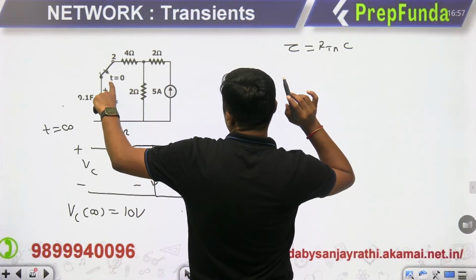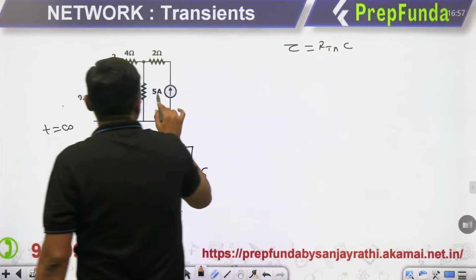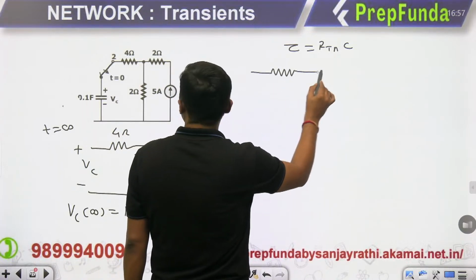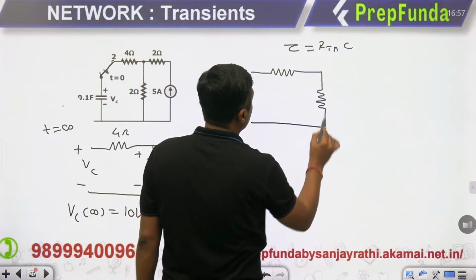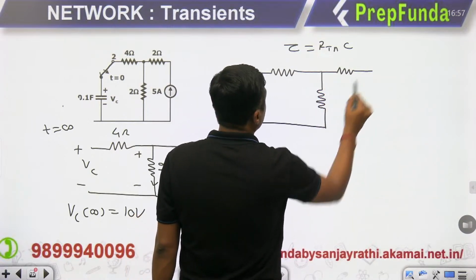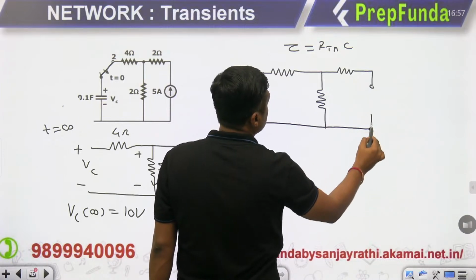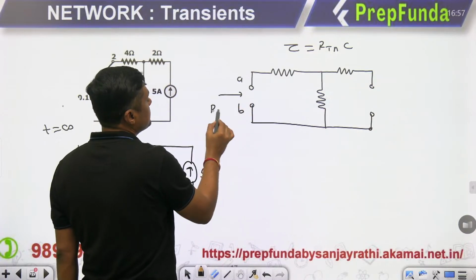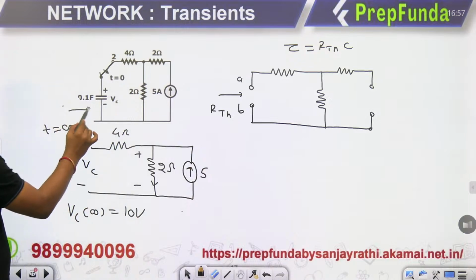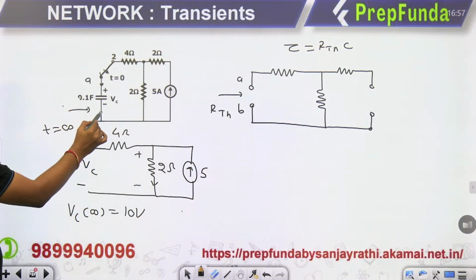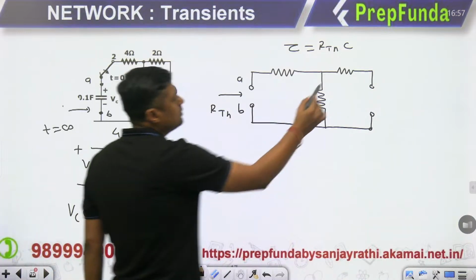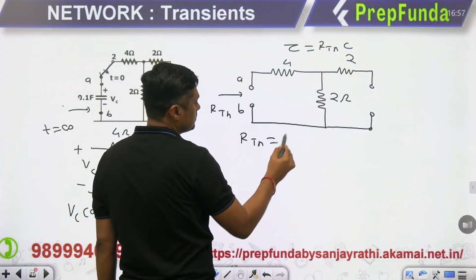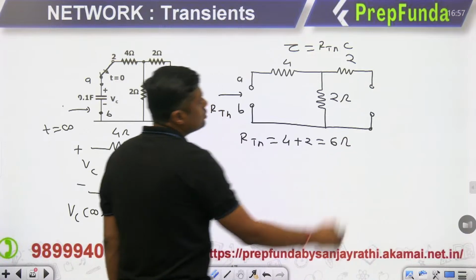So to find the Thevenin's across C, current source will act as what? Open circuit. When the current source acts as open circuit, this is the 4 ohm, this is the 2 ohm, this is 2, and the capacitor acts as open circuit, AB. Here you have to find the RTH across the capacitor. This is the A terminal and this is the B terminal. So no need to consider this 2 ohm. Consider this and that. 4 plus 2, 6. 6 ohm is the RTH.